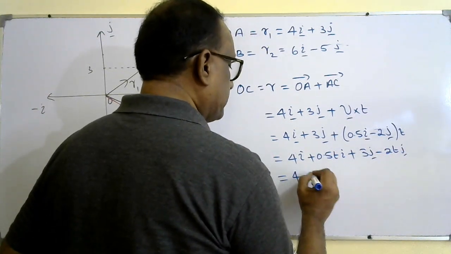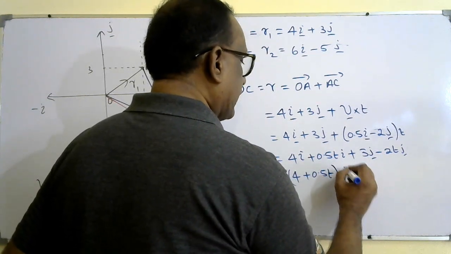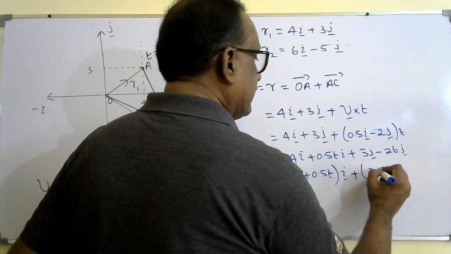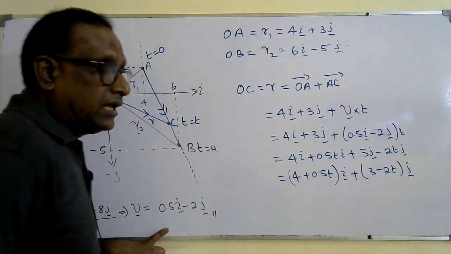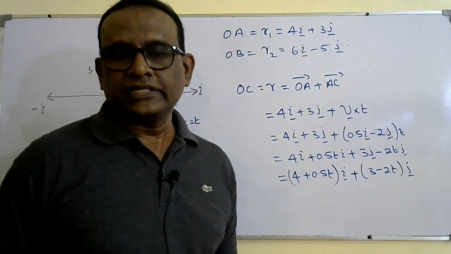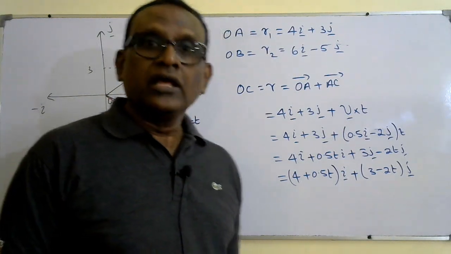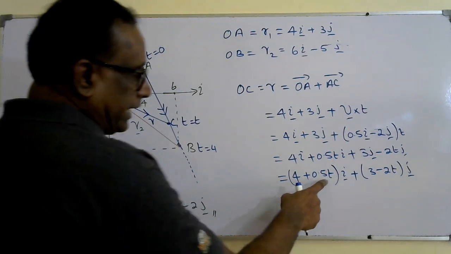So 4 plus 0.5t into i plus 3 minus 2t j. This is going to be the position vector at time t. Okay, we'll substitute and check. When time t equals 4, are we getting the position vector of B?